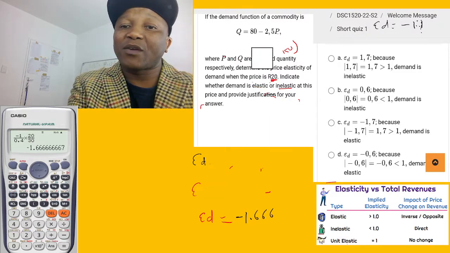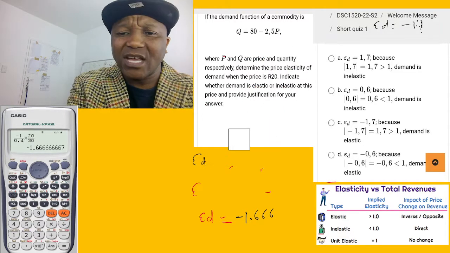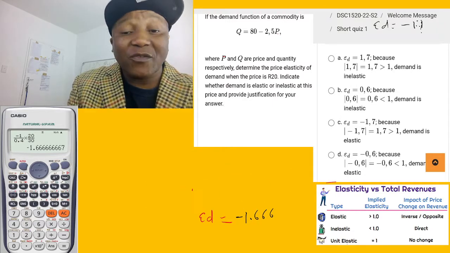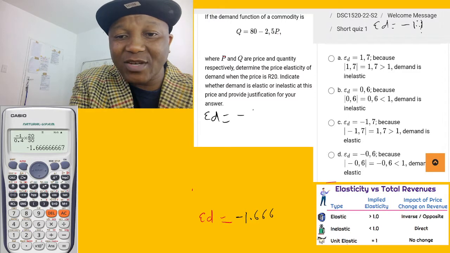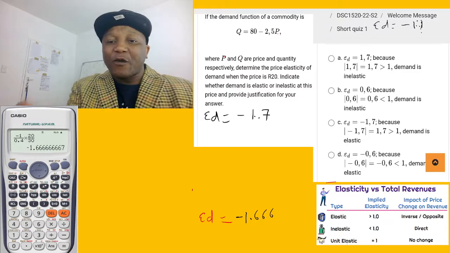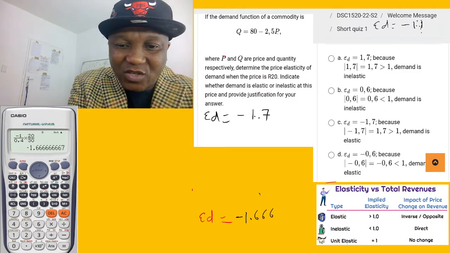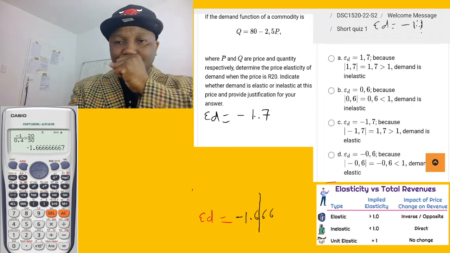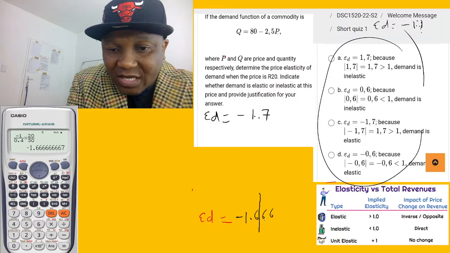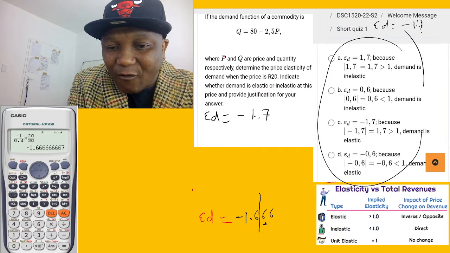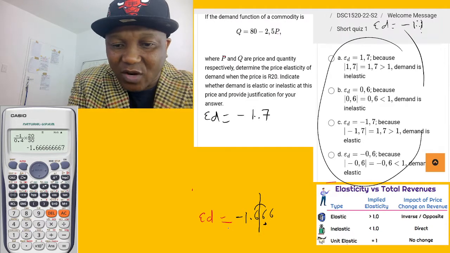So I can finish up this question, and then I'm going to show you how to solve the same question using another method. There's another method, my beautiful family. So elasticity of demand equals -1.7 if you approximate, because one decimal place means you stop here. You know why I do that? Because these are options. When this number is 5 or more than 5, it is going to change the previous one.